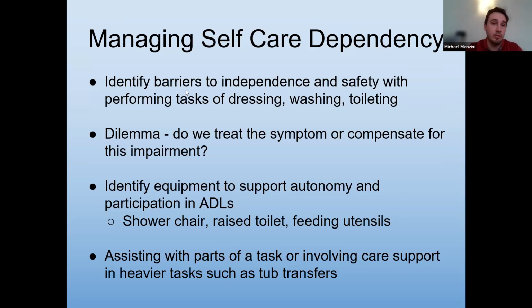So the topic of equipment comes back into play, where we look at things such as a shower chair to help with balance and safety in the tub, a raised toilet seat to help with sit to stands as that becomes weaker, or feeding utensils. Common examples are a lighter cup, or introducing handles to utensils that are easier to grip.